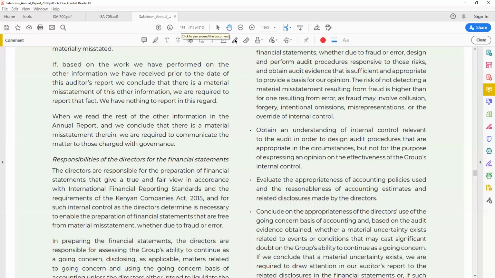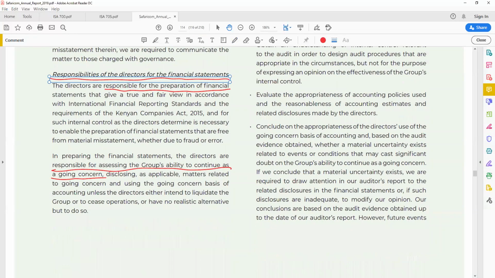Here it is, responsibility towards the financial statement. So you tell the users who was responsible, for example, for preparing the accounts of the company. Here the directors were responsible for preparation of the financial statement, and responsible for assessing the company's going concern. So you tell the users that my work, for example, was simply to review the going concern. However, the person responsible for assessing the company's going concern was the director of the company.